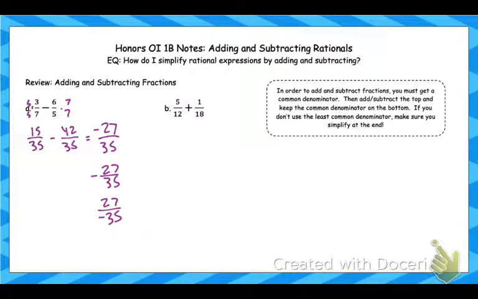In that case, this one is 36. So the left fraction would need to get multiplied by 3. The right fraction would need to get multiplied by 2. Once you have that same denominator, we can add, and again, this one does not simplify, so we're done. So we're going to apply the exact same concept to rational functions.